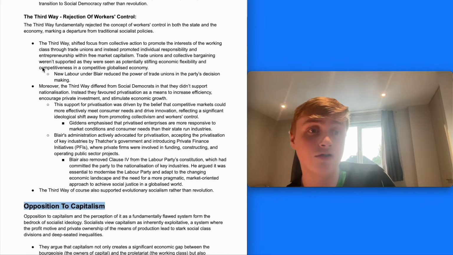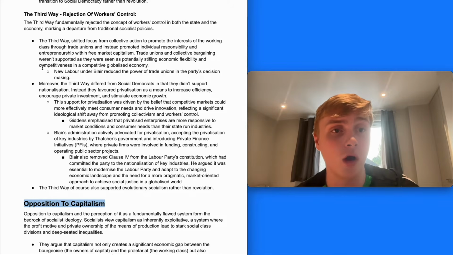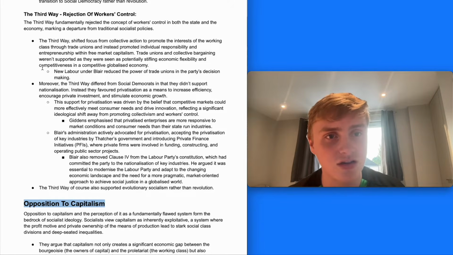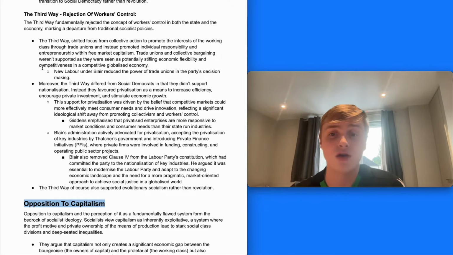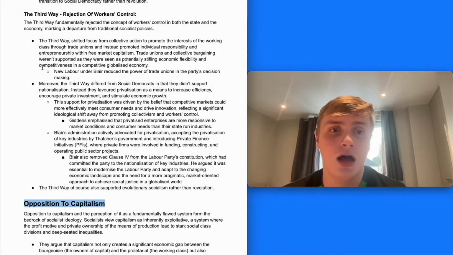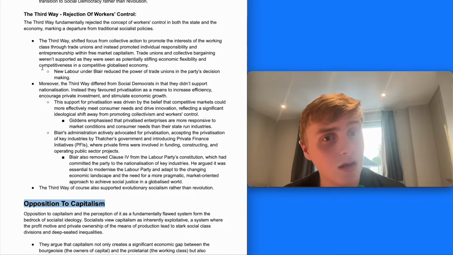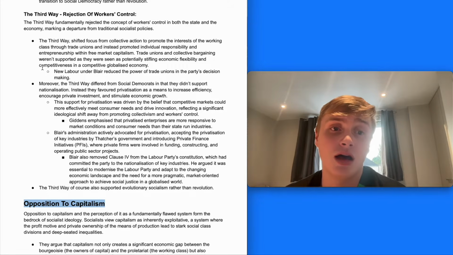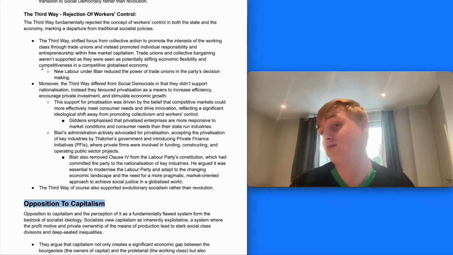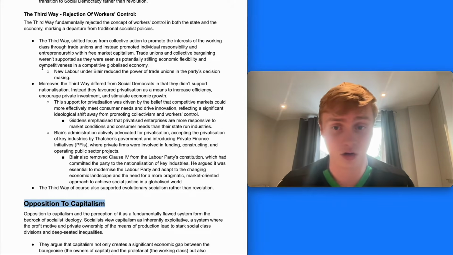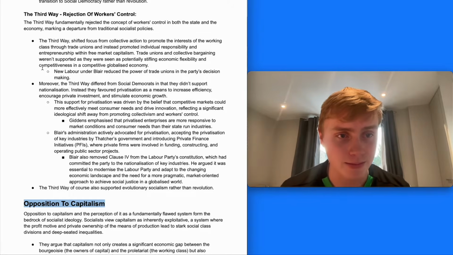The third way, by contrast, completely rejects workers' control, shifting from a focus on collective action and the interests of the working class through trade unions. They instead just promote individual responsibility and free market capitalism, so no state control of the economy. And New Labour under Blair also reduces the power of trade unions in the party's decision making, so it isn't really supporting workers' control in the wider economy, let alone in the state.